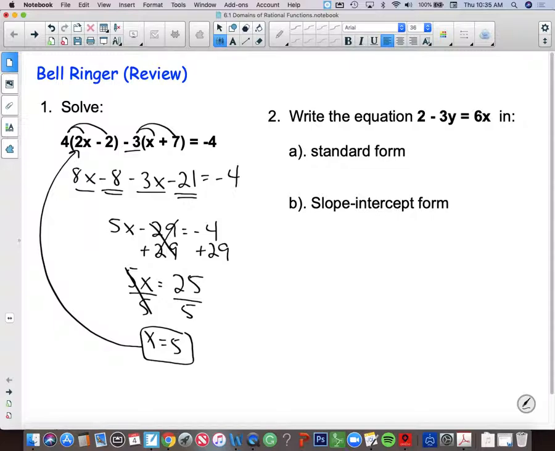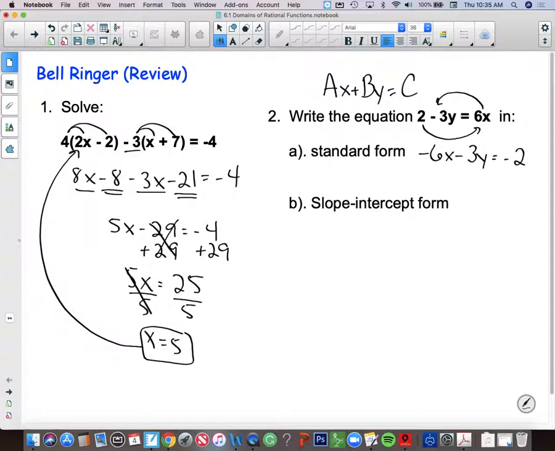So number 2 here, this stuff is from back in the day when we were doing standard form. Remember standard form, we've got ax plus by equals c. We don't really care about the a, b, and c. We just need to have x and y on the same side, there are no fractions, and the number in front has to be positive. That means the 6 has to move to the left, and the 2 has to move to the right. So our first step will be moving those. We'll have a -6x minus 3y equals a -2.